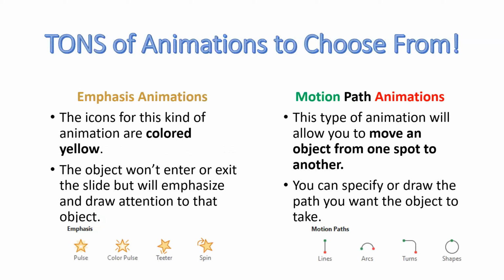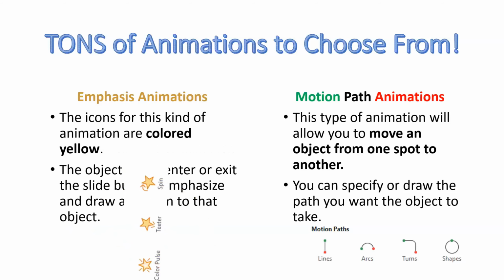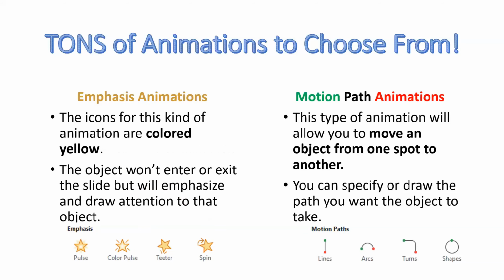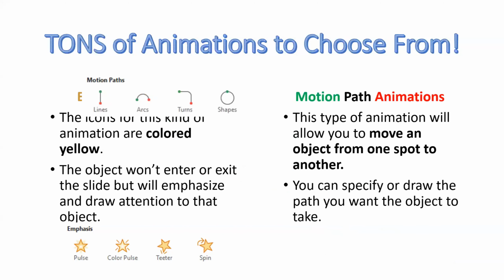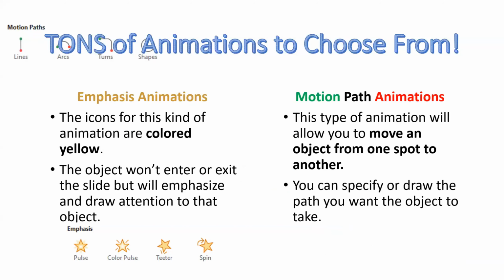Your emphasis animations are used for an object or word in order to bring attention to it. So like this. The icons for this kind of animation are colored yellow. The object won't enter or exit the slide, but will emphasize and draw attention to that object or word. Your motion path animations are used for an object or word that will allow you to move it on your slide, like this. You can specify or draw a path where you want the object to go. So that's a pretty neat animation effect that you can add.